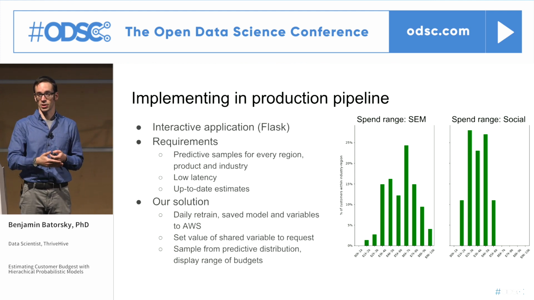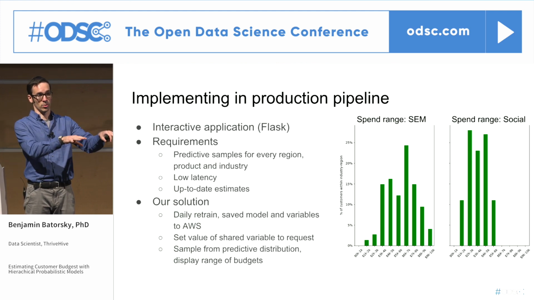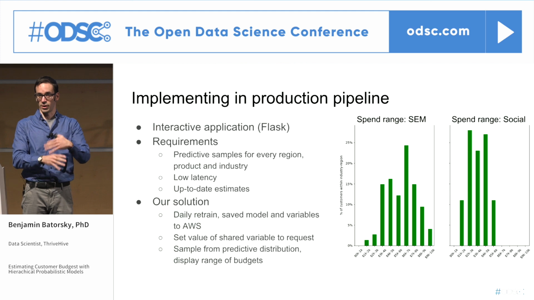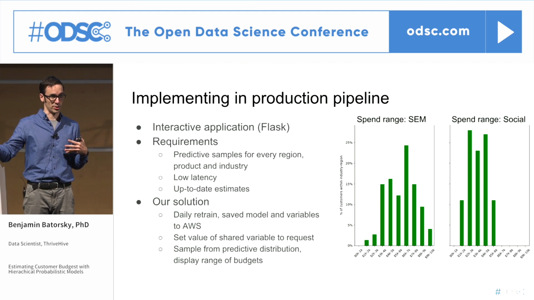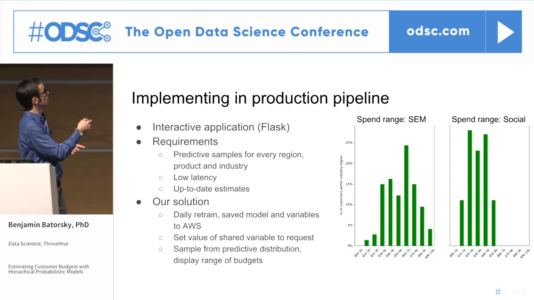The input is a salesperson talking to this cafe in a certain region. They put that request in. It replaces the shared variables. It samples from that posterior predictive distribution and gets a distribution like this for each different product.